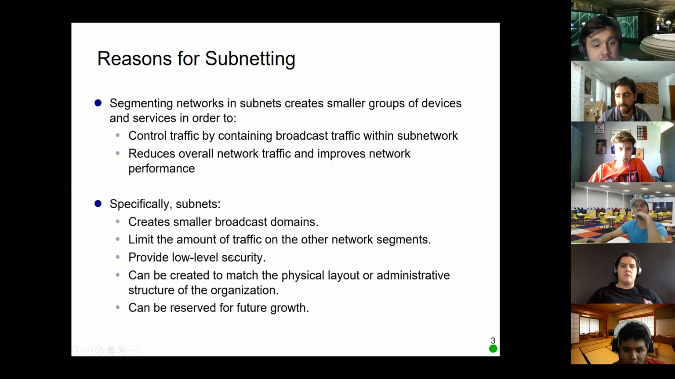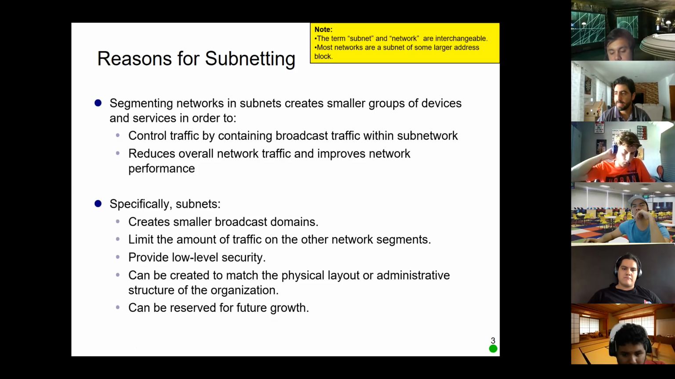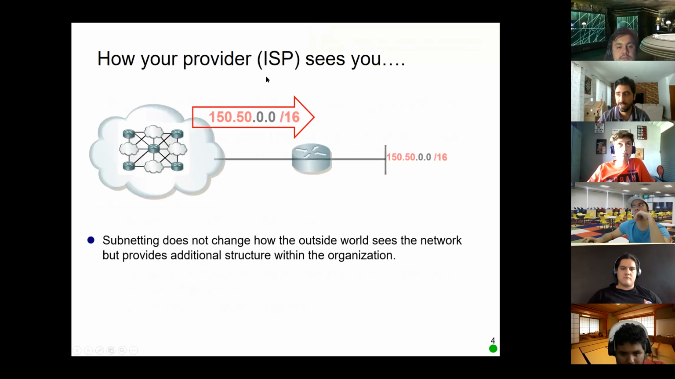We provide low level security because it makes it easier for us to control the security. We limit the amount of traffic on the other end of the network. So the traffic can be maintained inside this subnet to a big extent. So those were the reasons that we do it. I also mentioned that in this class I can use subnet and network interchangeably, because they mean the same thing.